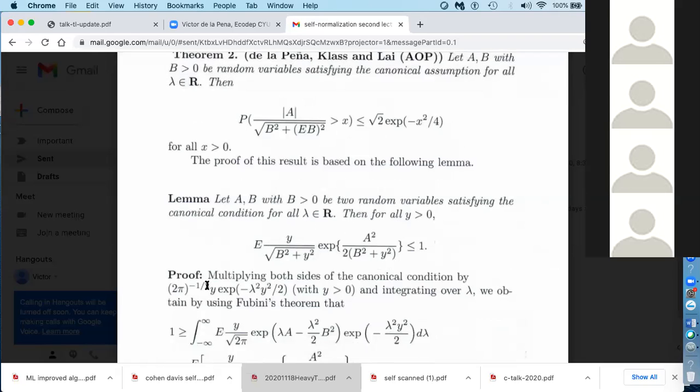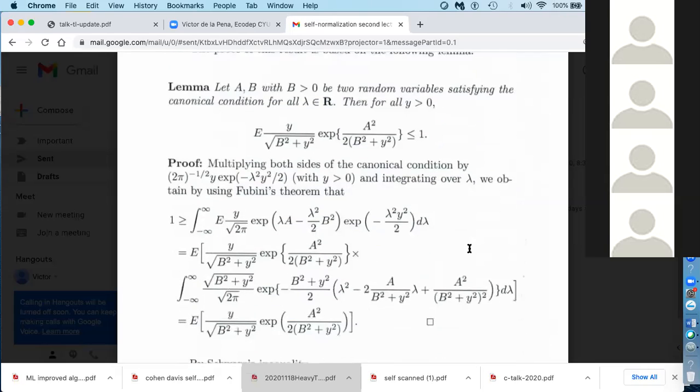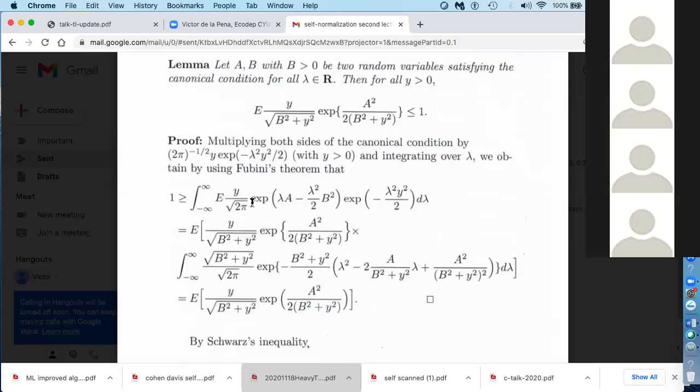So we multiply both sides of the canonical condition by a density which depends on lambda. It's a normal density, so it's 1 over the square root of 2 pi times y, where y is any number bigger than 0, e to the minus lambda squared y squared over 2. So we are multiplying the canonical assumption, as I said, by a density of lambda, d lambda, and then the integral outside will be less than or equal to 1. Then we are going to use Fubini's theorem to take this expectation inside. I mean, this integral inside.